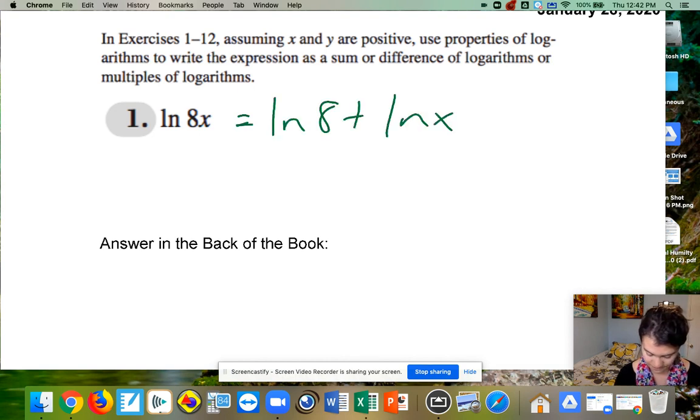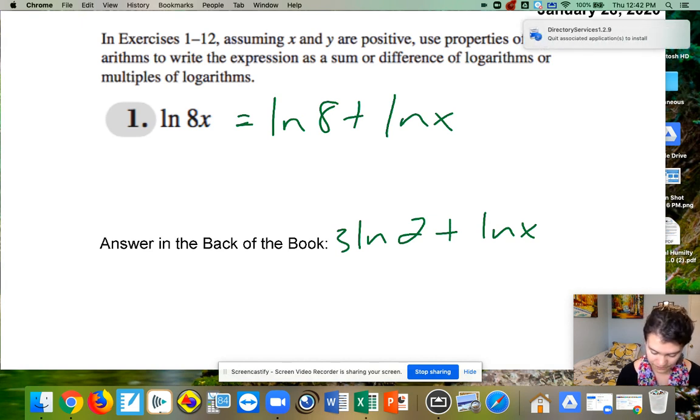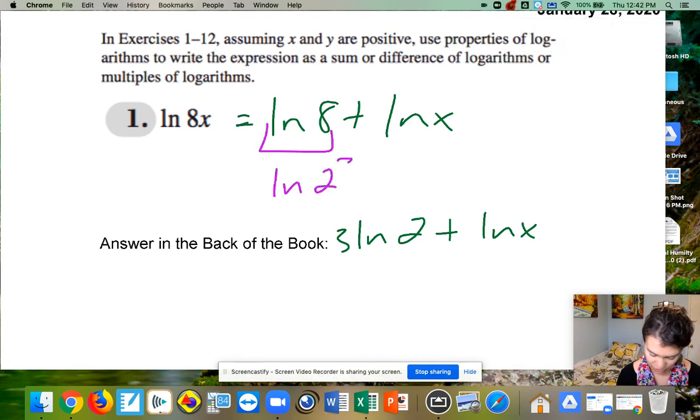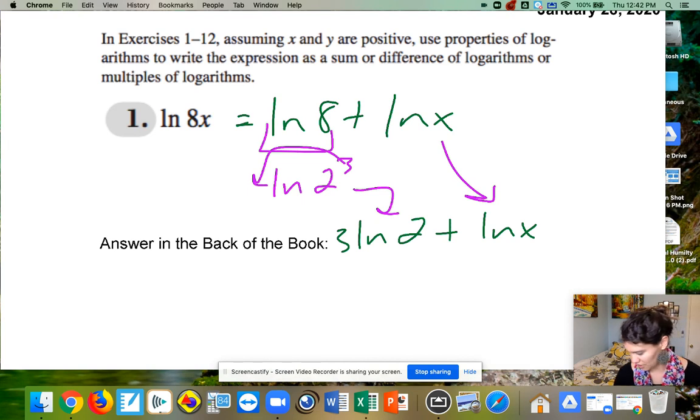The back of the book has 3 ln of 2 plus ln of x. Where that comes from is this right here could be written as the ln of 2 cubed, and then you can bring the 3 out front and you get this, and that just drops down. So this is fine. Check my key if you want my answers, but the back of the book might have little weird things at some point. All right, let me know if you have questions.